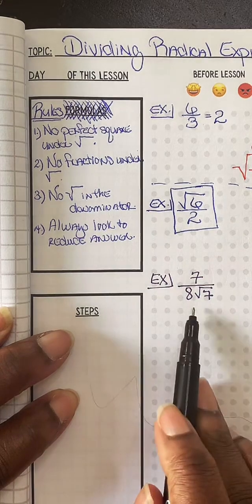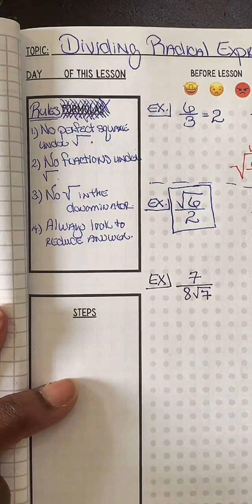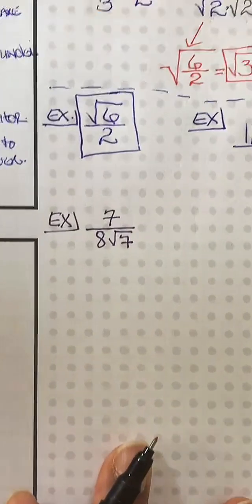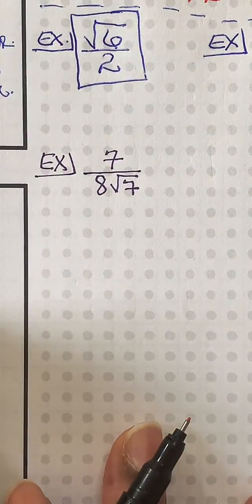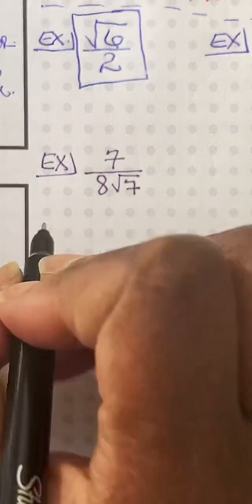So the rule that this is breaking is the radical in the denominator. In order for us to get rid of that radical in the denominator, we have to do what's called rationalizing the denominator.